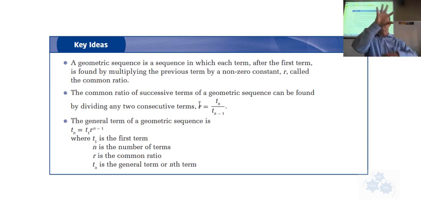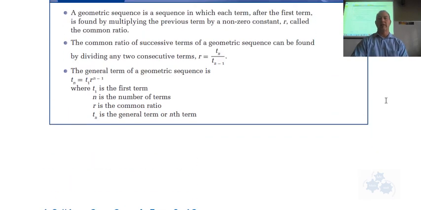So take a term, divide it by the one that comes just before it, and that equals r. The general term formula, as we've just been discussing, is T of n equals the first term times r to the power of whatever 1 less than n is. And that will give you the value of the nth term. Okay, so there's the key ideas, and there is your assignment.